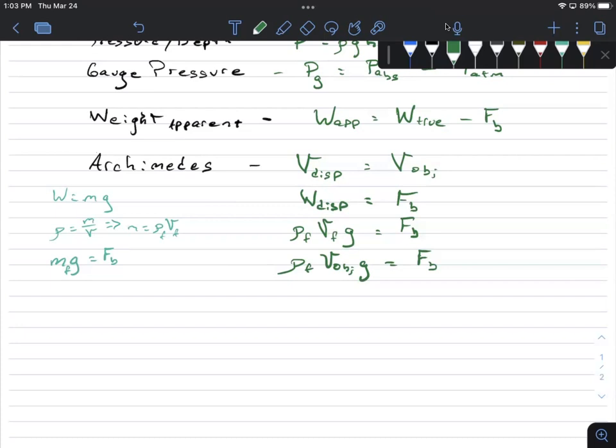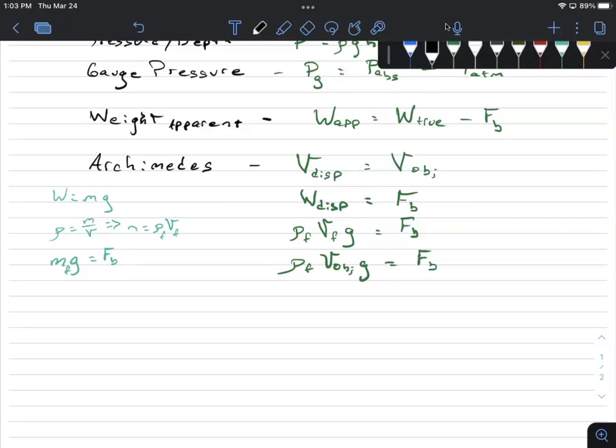Now I need a buoyant force. Well, how in the world do I know what the buoyant force is? That's where Archimedes comes in. I calculate the buoyant force using Archimedes' principle. And now I know the true weight, I know the buoyant force, and now I could use my apparent weight equation to solve the problem. So that's where Archimedes type of things comes in.